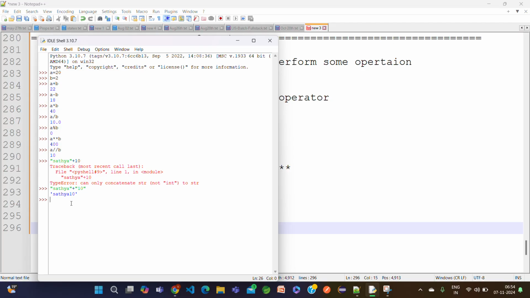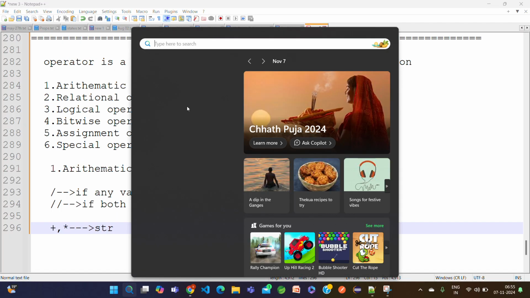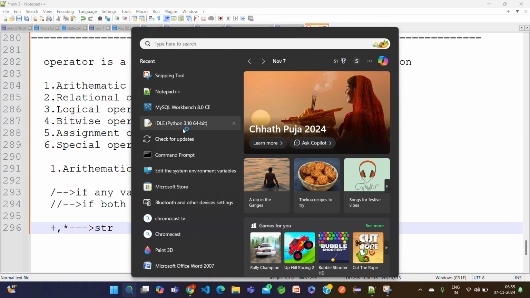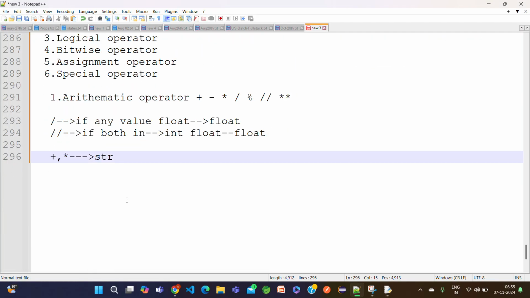Now the multiplication symbol: 2 into Satya means 2 times Satya. But 2.5 into Satya is not possible, because of the float value: can't multiply sequence by non-int. The multiplier must be an int. So the plus operator is the string concatenation operator, and this symbol we can call the string multiplication operator.